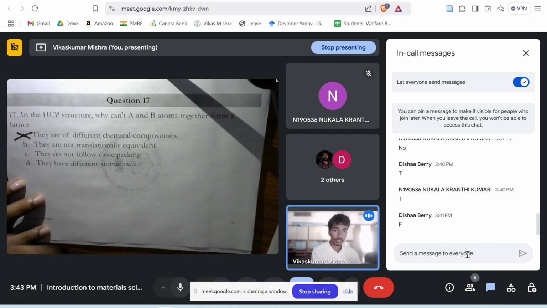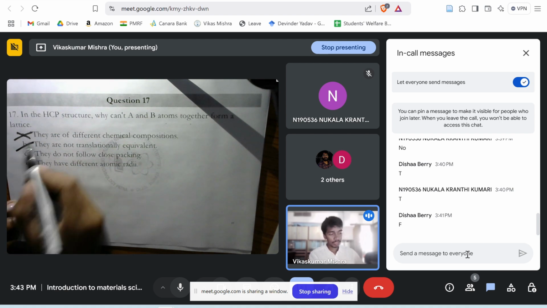They are not translationally equivalent, right? And this is the reason. If they are not forming the lattice, it means their translation equivalence is destroyed. In week one we also discussed that if translation equivalence, translation symmetry, is not there, then they will not form the lattice, and that's what we have observed in this case. So B is the right answer.